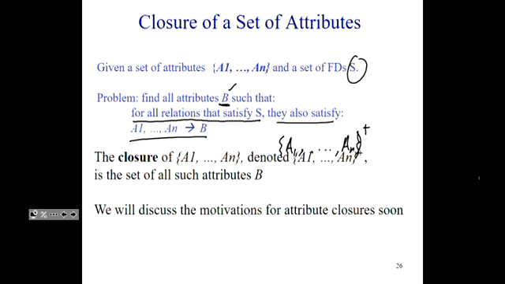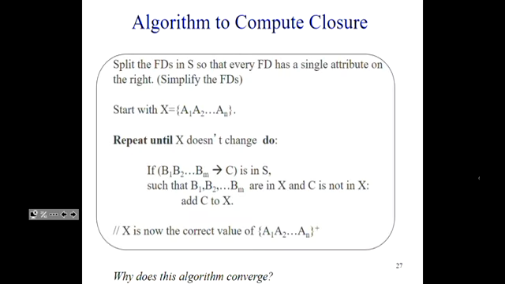So the closure is a set of all such attributes, and we will discuss why we need attribute closures in a little bit. So how do we go about computing the closure of a set of attributes? The way to compute the closure of a set of attributes is to first split the functional dependencies in S such that every functional dependency has a single attribute on the right hand side. So you simplify the functional dependencies, the first step. And then you start with A1 through AN. And then you repeat until this set X does not change.